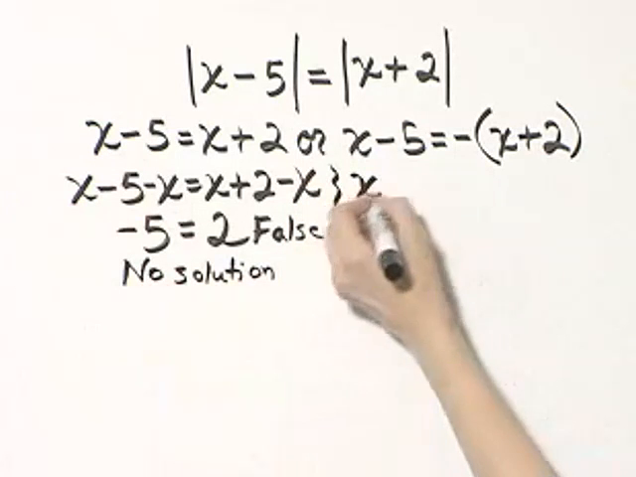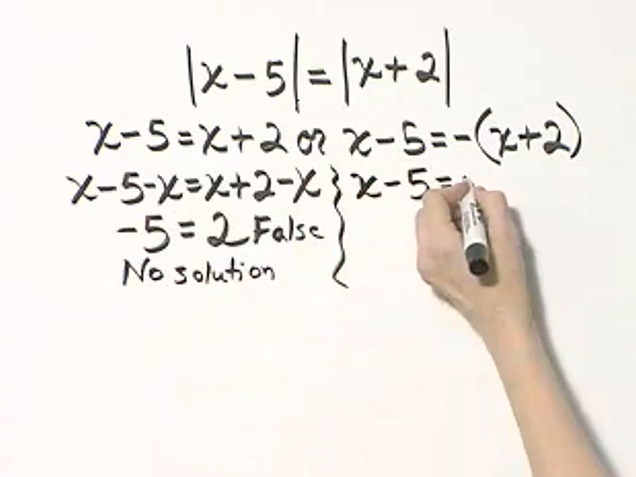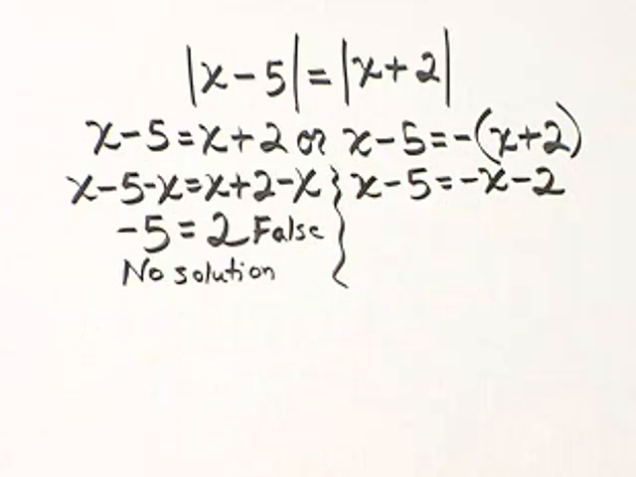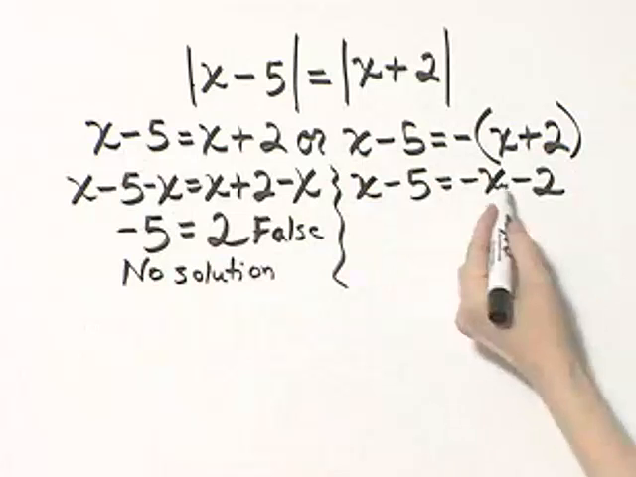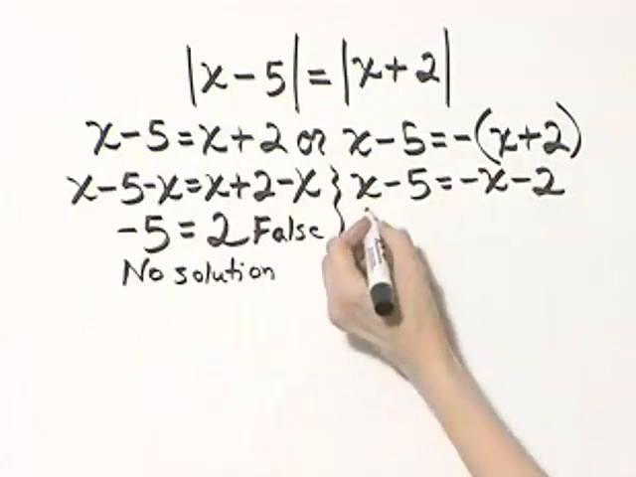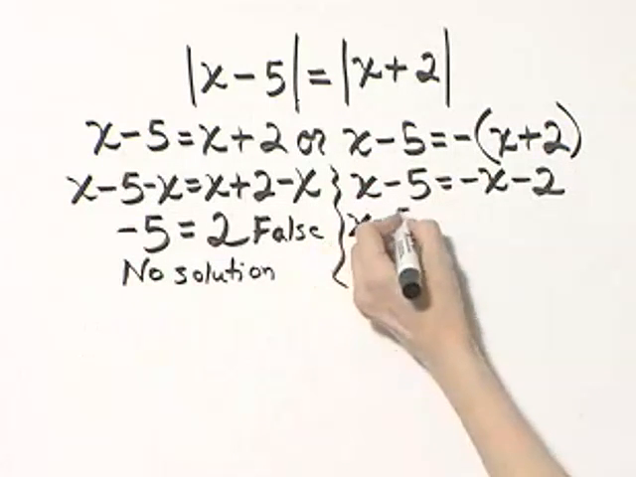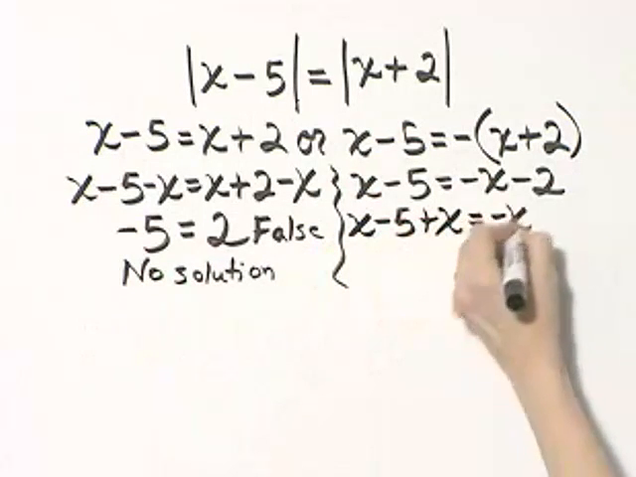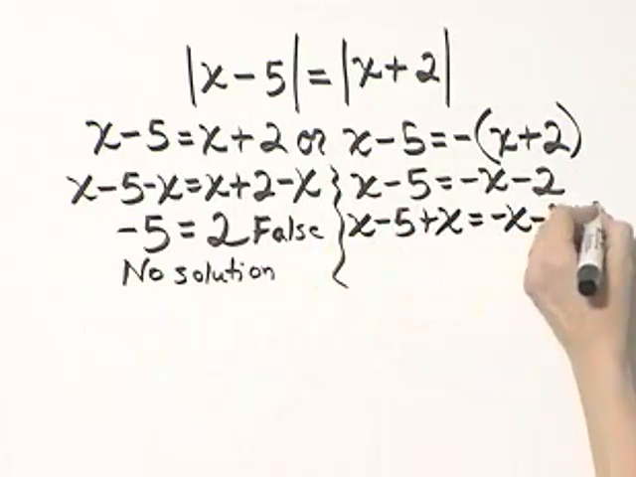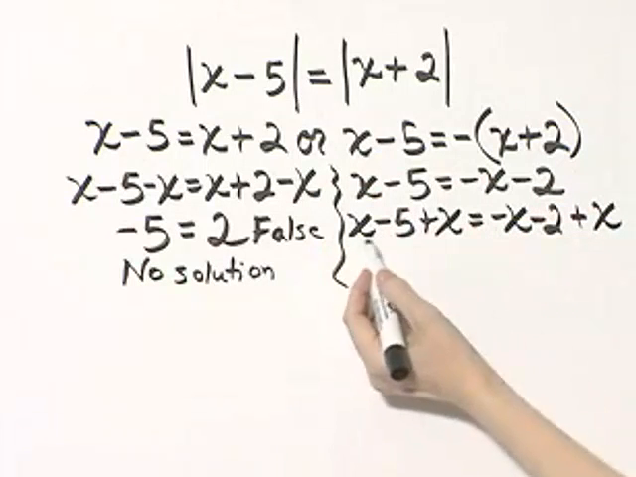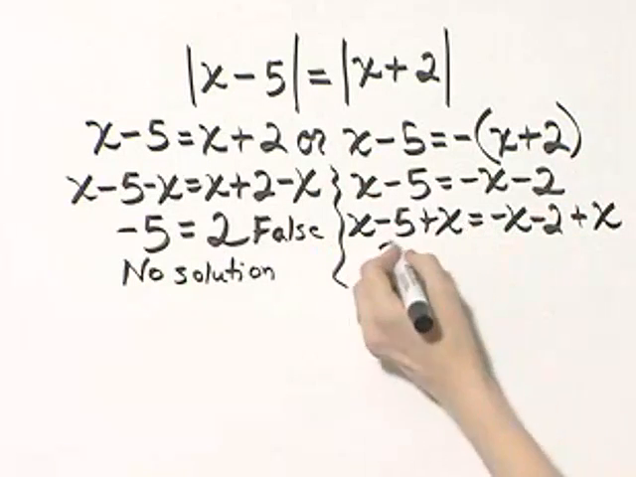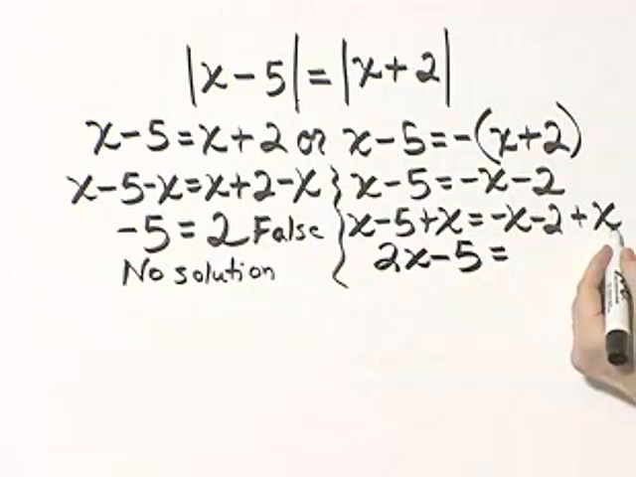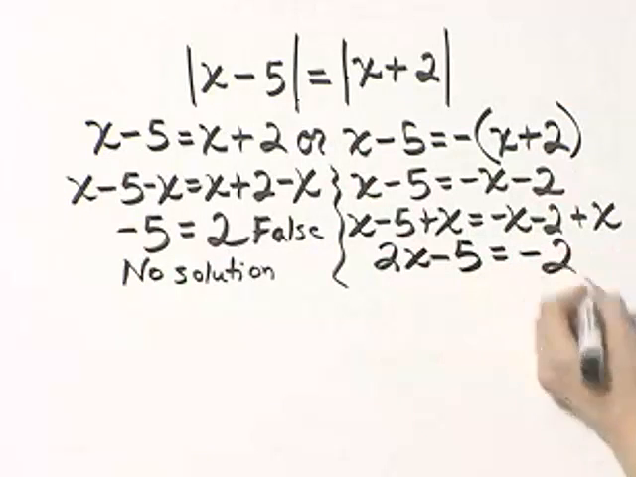I'll have x minus 5 is equal to negative x minus 2, taking off parentheses and distributing. Now I will add x to both sides. So here's the left side, I'll add x. And here's the right side, and I'll add x. Notice what happens on the left side. x plus x, that's 2x, minus 5 is equal to, these x's subtract out, and I get negative 2.